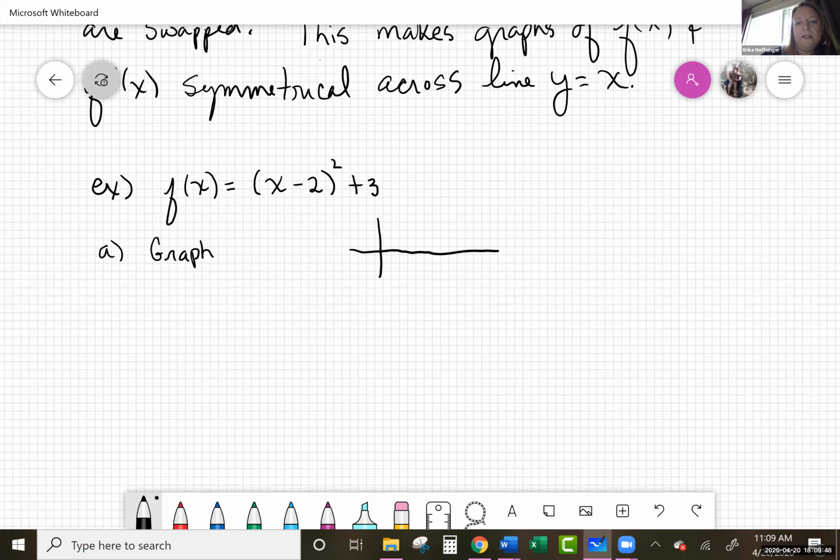Well, this is already in vertex form. And so we should be able to tell that our vertex is at opposite sign inside. So this is positive 2, same sign outside, so 3. So we have a vertex that is occurring at 2, 3. I see my a value is 1, so it is facing upwards. Okay, so I just wanted a general graph. Part 2 is f of x 1 to 1.